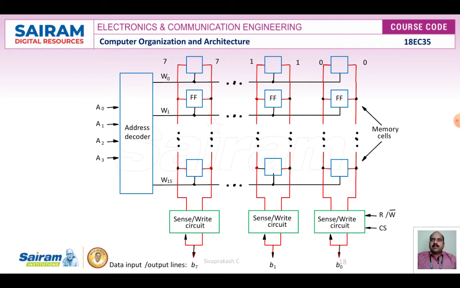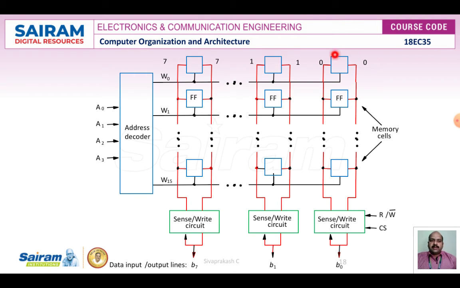The sense circuit senses or reads the information stored in the cell selected by a word line and transmits this information to the output data line. During a write operation, the sense/write circuit receives input from the storage and stores it in the cell of the selected word. Here a small example has been given. It is a 16x8 organization, consisting of 16 words of 8 bits each.